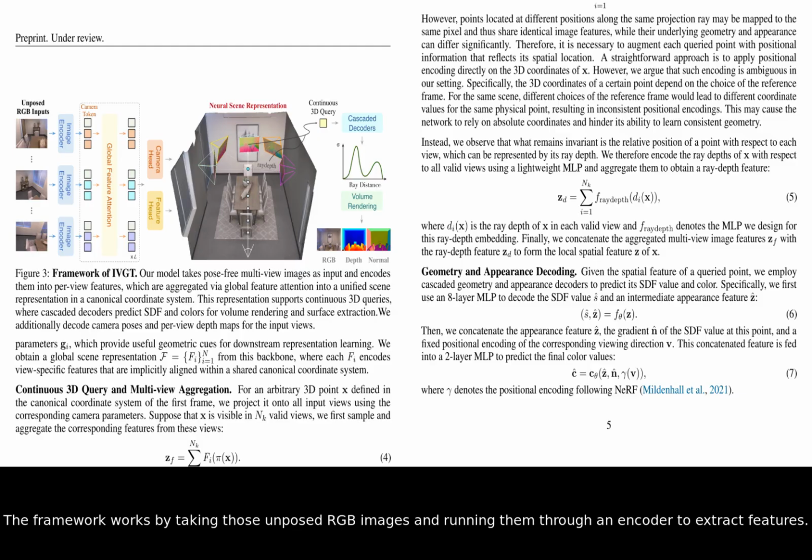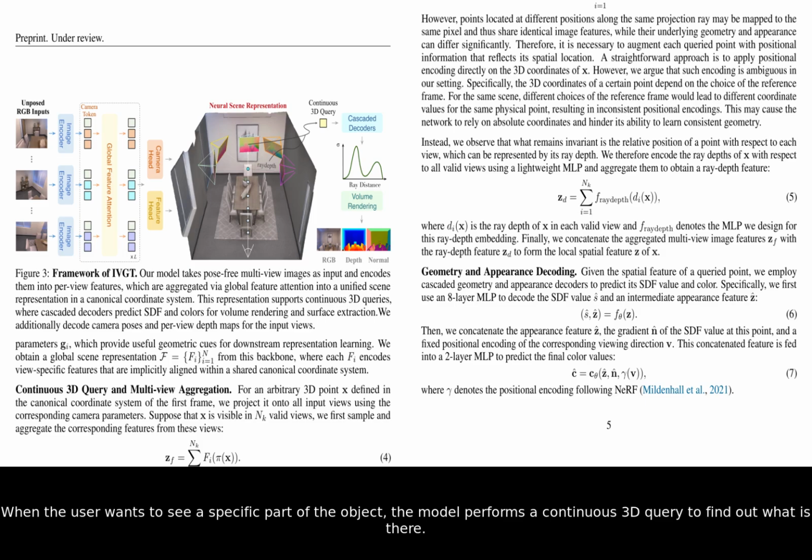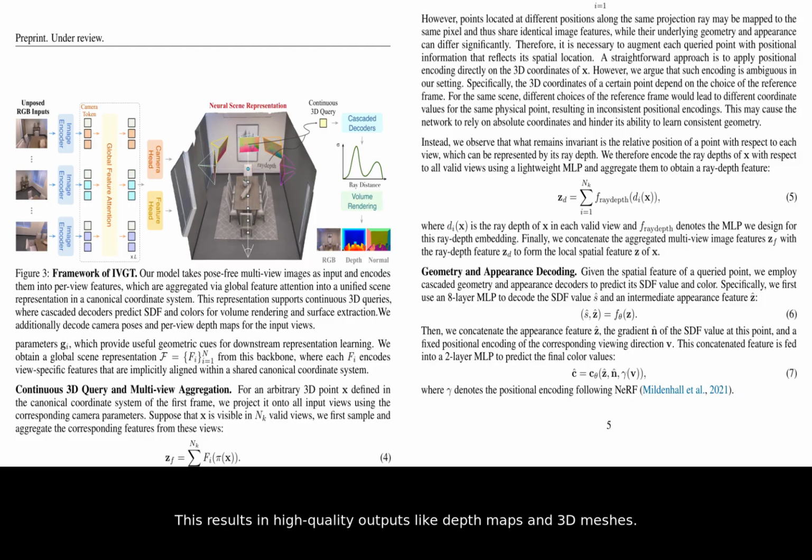The framework works by taking those unposed RGB images and running them through an encoder to extract features. These features are then aggregated to create a neural representation of the entire scene. When the user wants to see a specific part of the object, the model performs a continuous 3D query to find out what is there. This results in high-quality outputs like depth maps and 3D meshes.